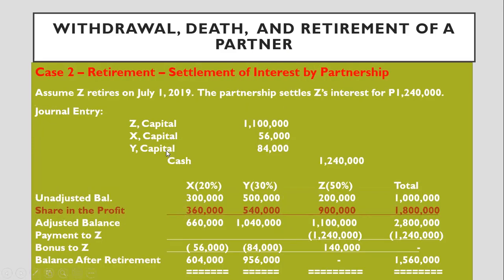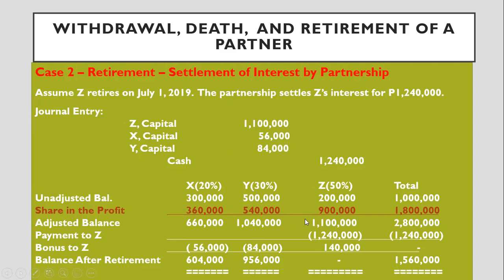Okay, case number 2, retirement, settlement of interest by the partnership. This time it's the partnership who paid Z. Assume Z retires on July 1 with the partnership settling Z's interest for 1,240,000. So this is the journal entry: Z capital 1,100,000. And then why are we crediting X and Y capital of 56 and 84?